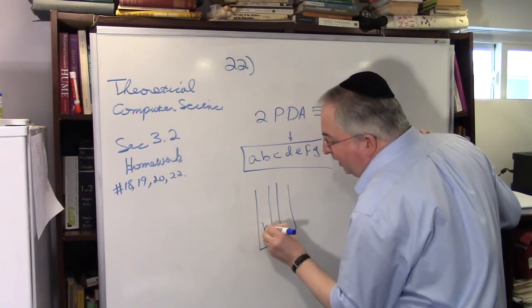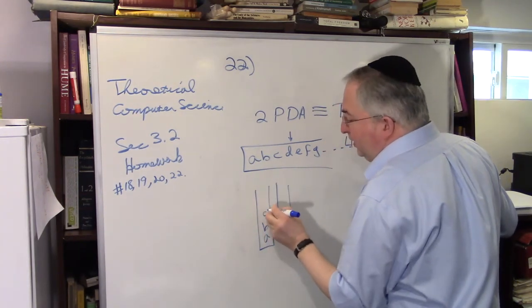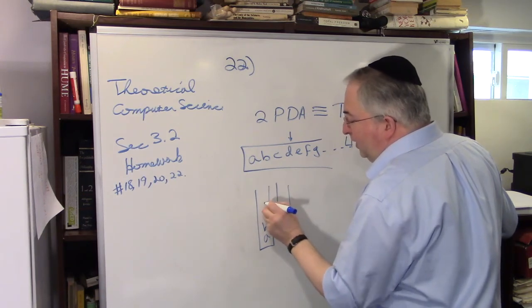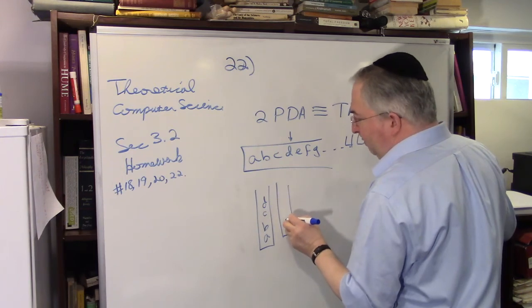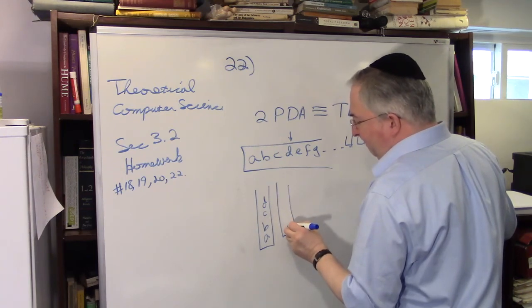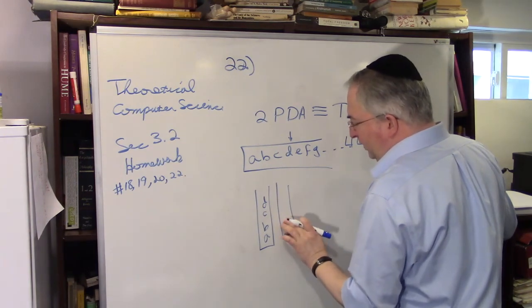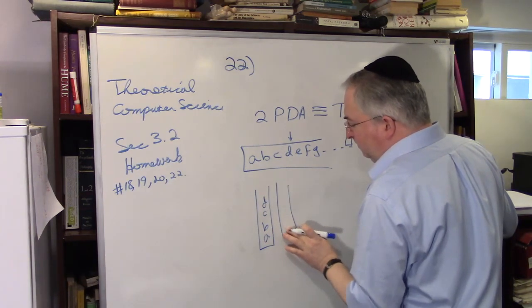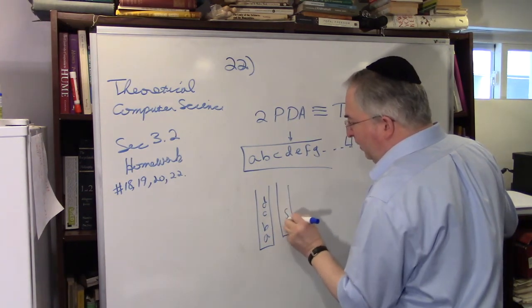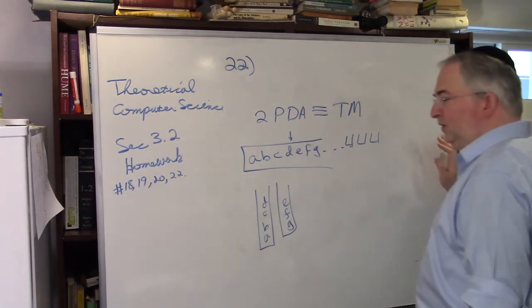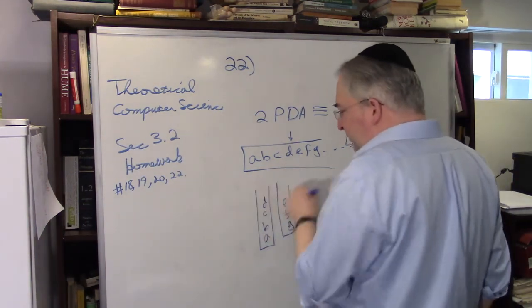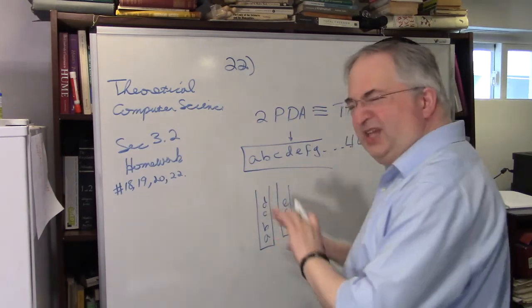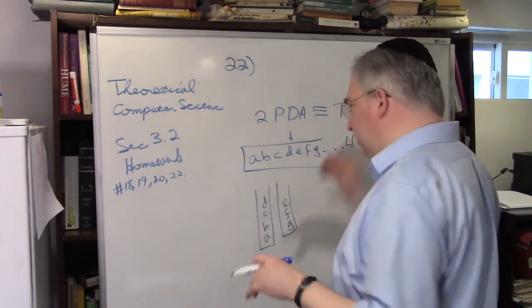I put A, B, C, D, and then on the other side G, F, E, and the way I do this is as follows. This is on my tape. Let's say I don't want to change anything on my tape. Well, I can change it.